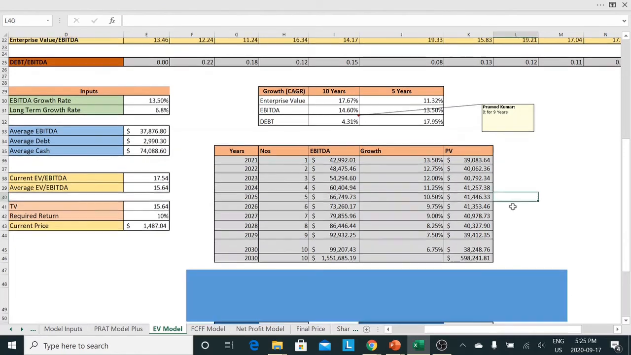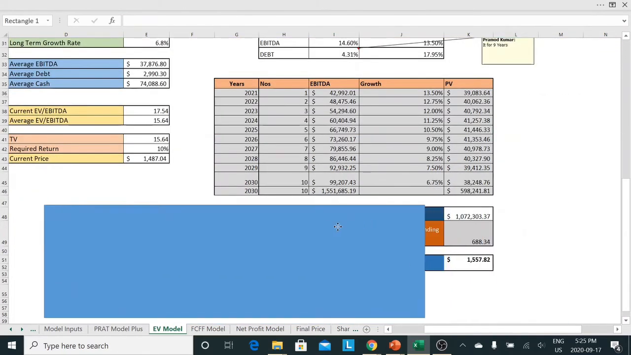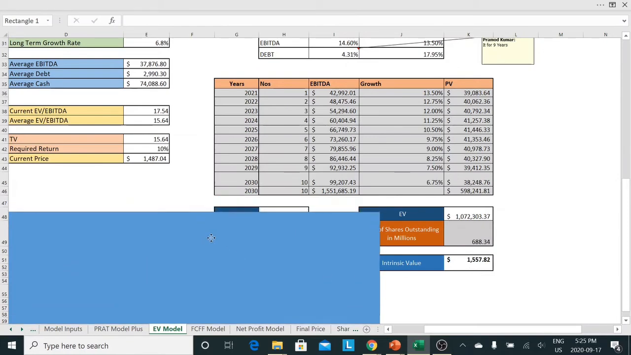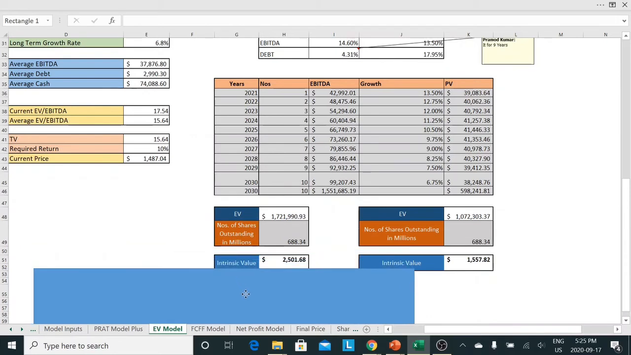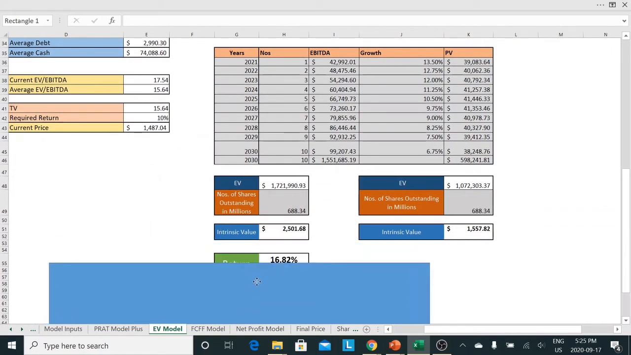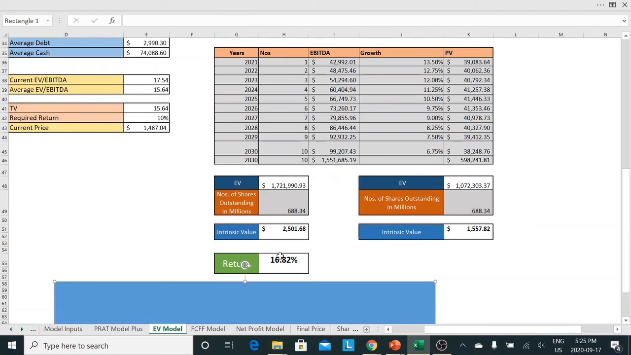So with the second model, my intrinsic value comes to $1,557.82. And my prediction for the next 10 years is a stock price of $2,500. If I invest right now and go into the market for the next 10 years, I can easily make, this second model is giving almost 17% return year over year, which is not bad, right?